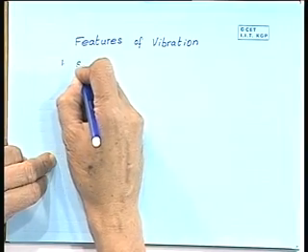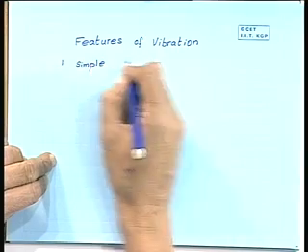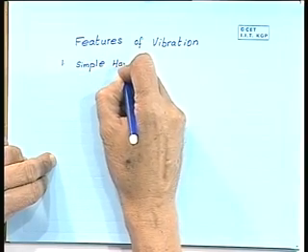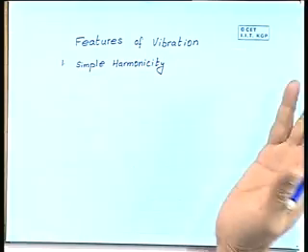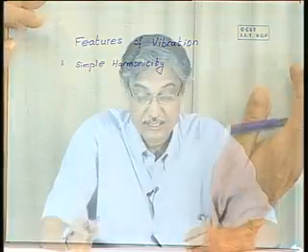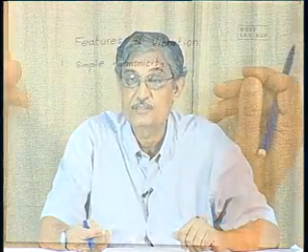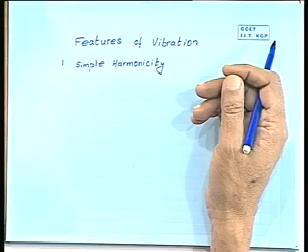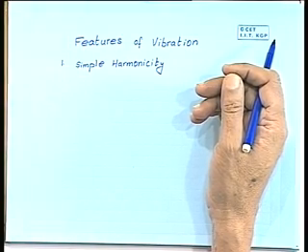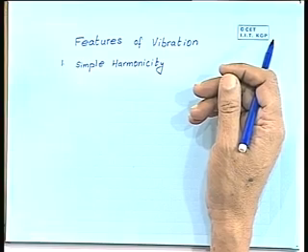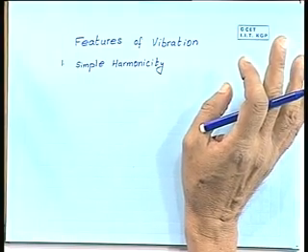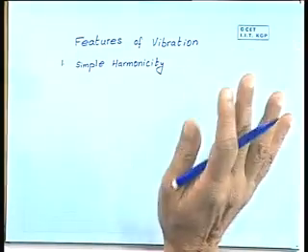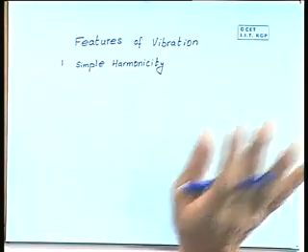Number one is simple harmonic motion, that is, simple harmonicity. Depending on the initial conditions, whether you have initial displacement present or initial velocity present, one of them is usually 0. Either x0 is 0 or x0 dot is 0. So the response will be given by x0 cos pt or x0 dot by p sin pt. Now this cos term or sin term, both are simple harmonic motions. Therefore, we first of all see that this particular motion possesses simple harmonicity.